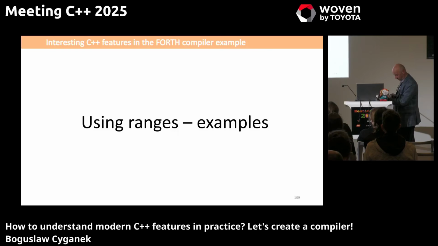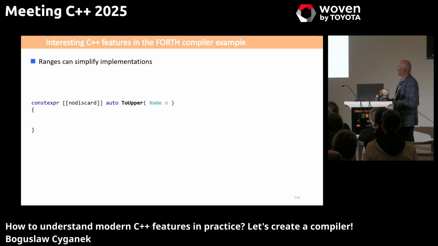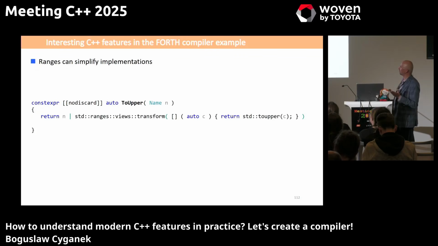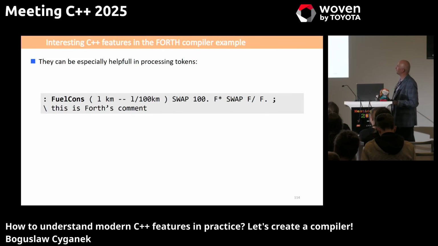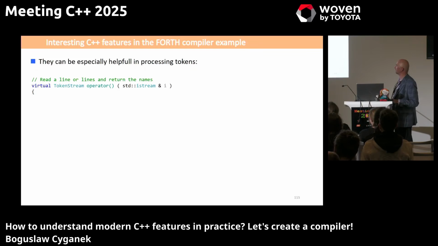So here are some examples. The majority are in token processing. For example, to upper. We can take a name and pipe it with transform to upper, and the transform returns a value to the name. So it will be the value returned from this to upper function. Ranges can be very successful in such processing of tokens, like here.